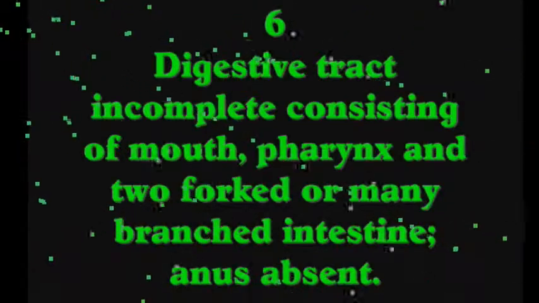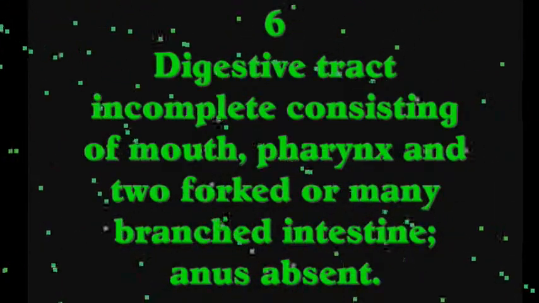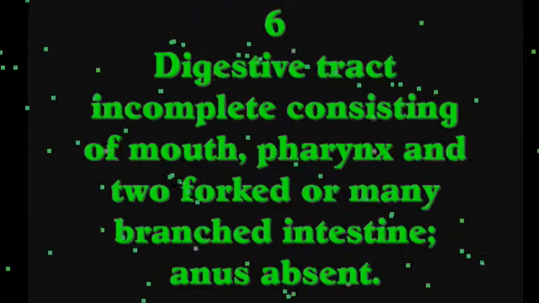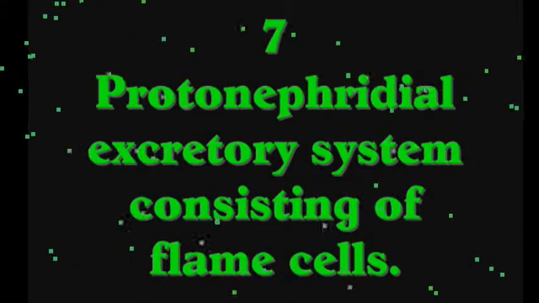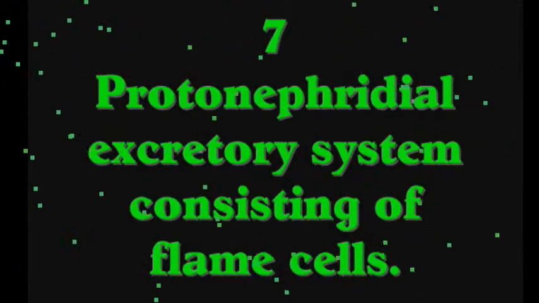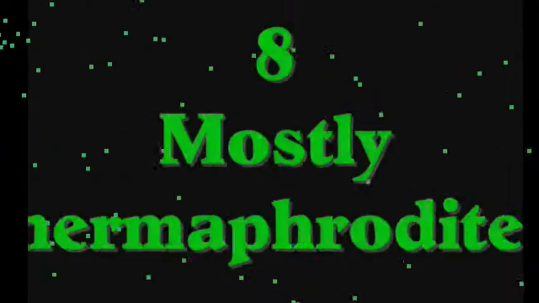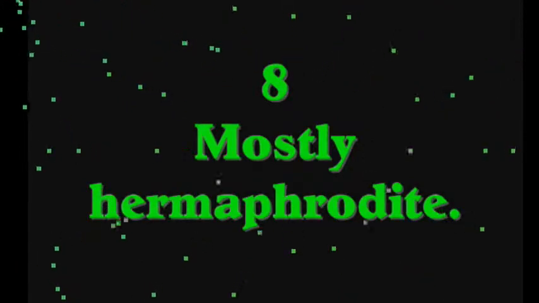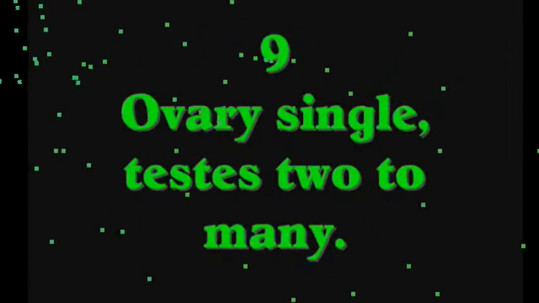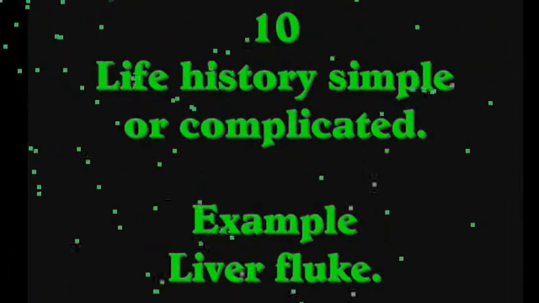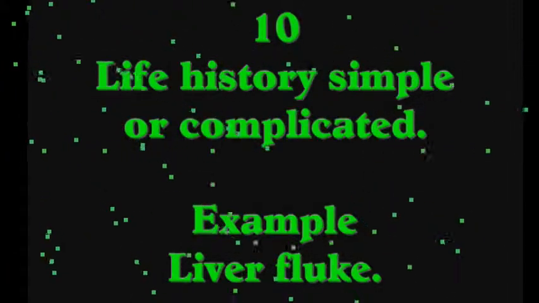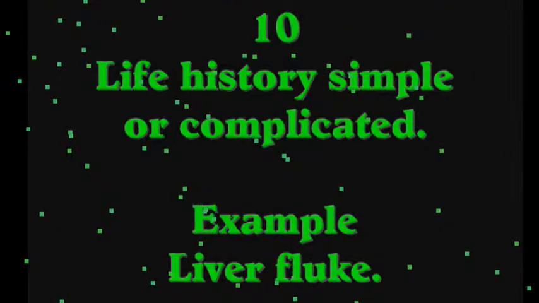6. Digestive tract incomplete, consisting of mouth, pharynx and two forked or many branched intestine, anus absent. 7. Protonephridial excretory system consisting of flame cells. 8. Mostly hermaphrodite. 9. Ovary single, testes many. 10. Life history simple or complicated. Example: liver fluke.